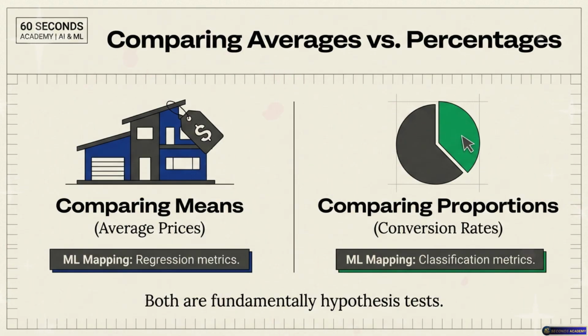Means map directly to regression. Proportions map directly to classification. These are the two foundational pillars of ML model architecture. Knowing which type of data you have in your database tells you which statistical test to run during exploration, which in turn tells you which class of ML algorithm to deploy for production. It all connects so beautifully. The statistics dictate the geometry of the model.